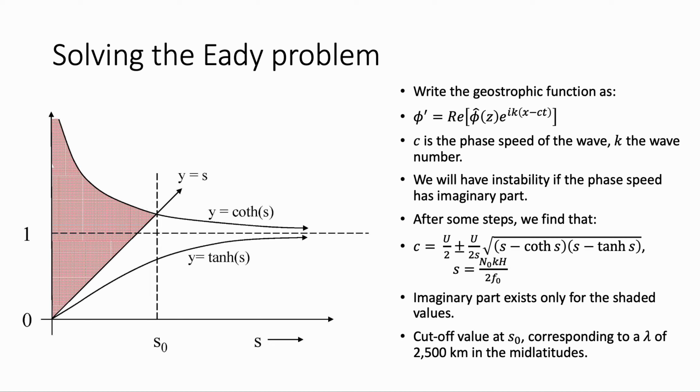Okay, and it also shows that there exists a value that we call 0 over here, where it's like a cutoff, if you will. So there can be values for S that grow, but only to a certain point. After that, there's a hard cutoff here, and this corresponds roughly to a wavelength of about 2,500 kilometers in the mid-latitudes. Okay, so this is great.